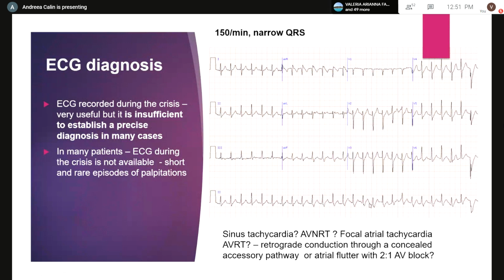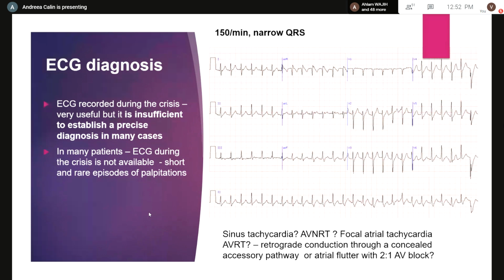So we should check for the P waves or possible P waves and localize these P waves. But this kind of ECG with 150 beats per minute and a narrow QRS complex may appear even in sinus tachycardia in some patients. It can be a focal atrial tachycardia, it can be an atrioventricular nodal reentrant tachycardia or an atrioventricular reentrant tachycardia. So all of these are possible diagnoses in these cases.